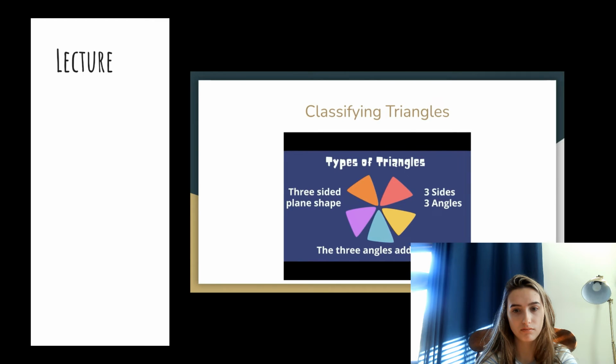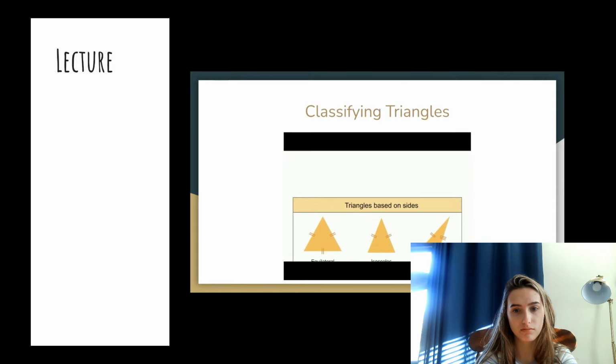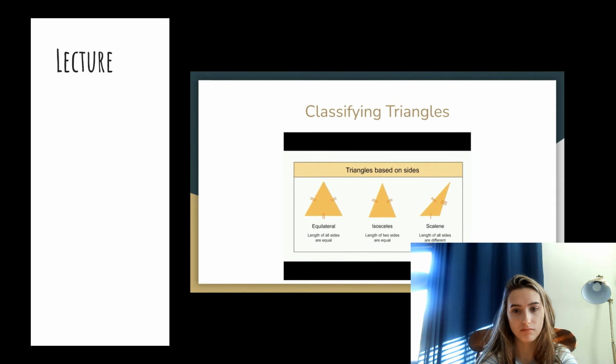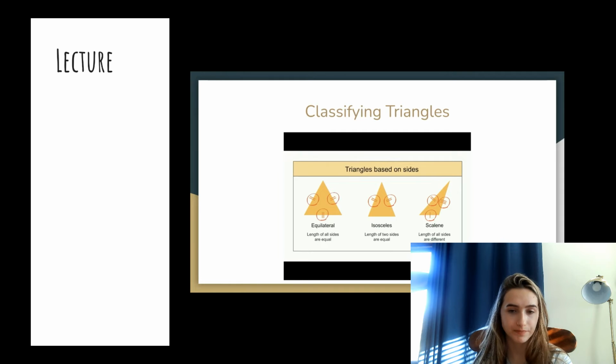Up first are triangles that are classified by the length of their sides. This picture summarizes the 3 triangles. A scalene triangle has 3 different side lengths. You can tell this by the different tick marks. An isosceles triangle has 2 congruent or equal sides. And an equilateral triangle has 3 congruent or equal sides.